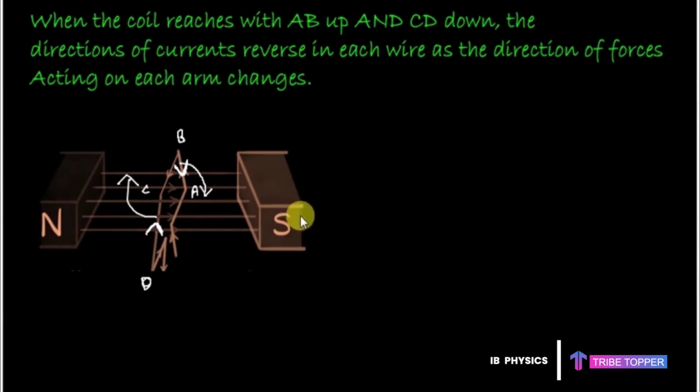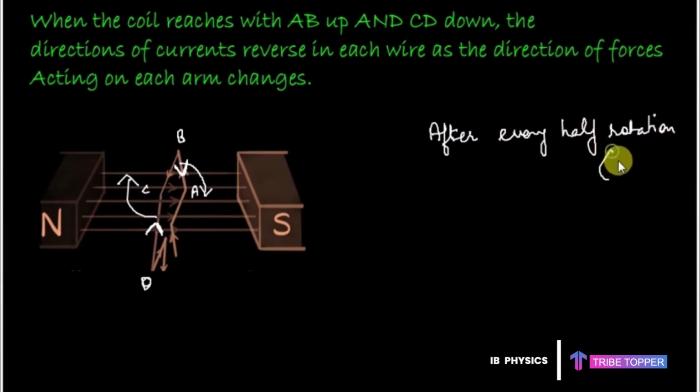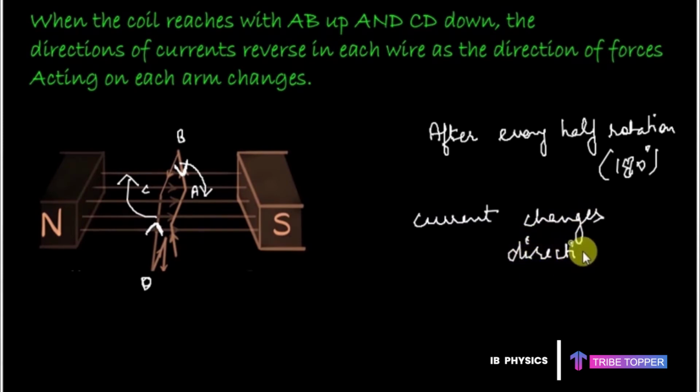Now the same thing is going to happen when the coil rotates completely by 180 degrees, and AB will again go to the top. So after every half rotation, that is by a rotation of 180 degrees, the current changes direction. That is why we give it the name AC generator, because it is inducing an alternating current.